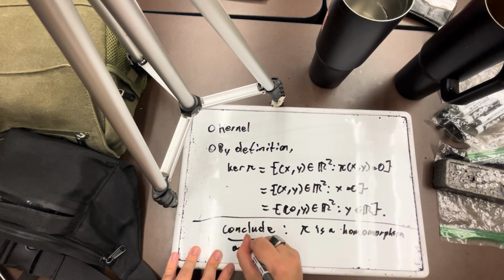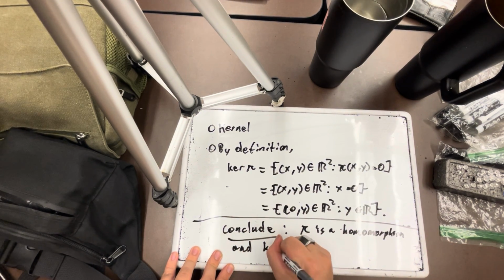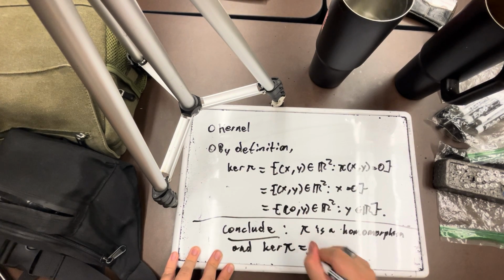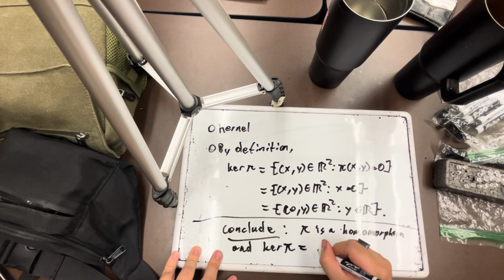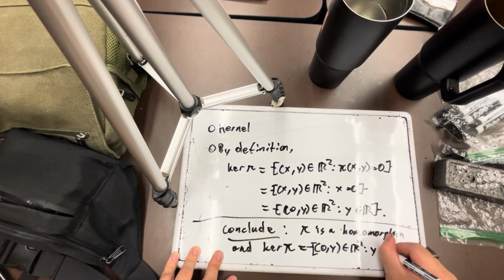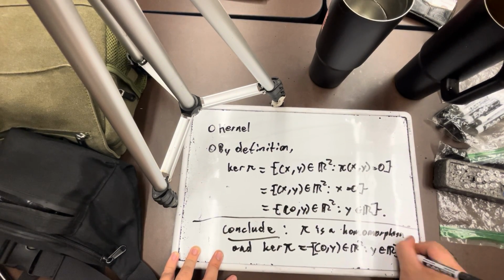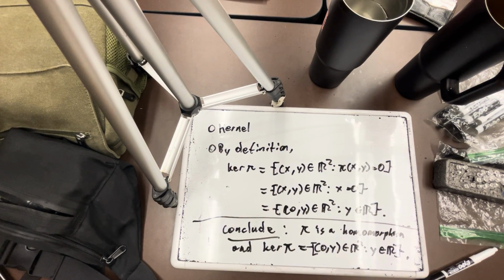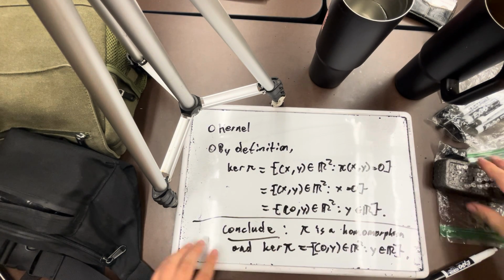And the kernel of pi is equal to the set containing coordinates (0, y) within the real numbers of degree 2, such that y is within the real numbers. Right? There we go. That's exercise 15. Now let's move on to exercise 16.